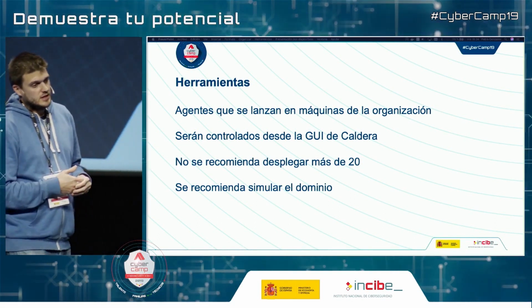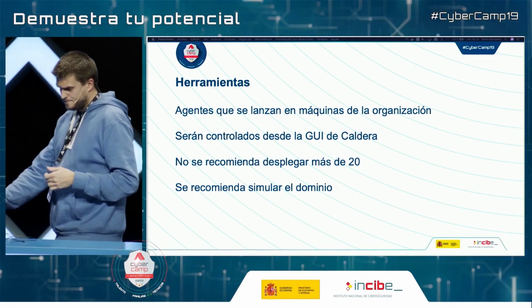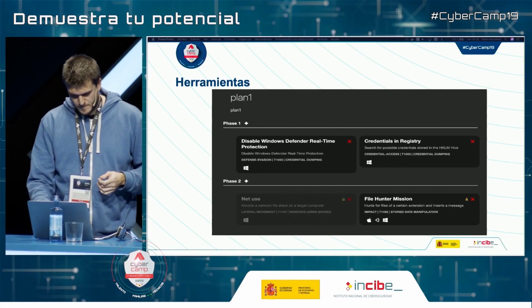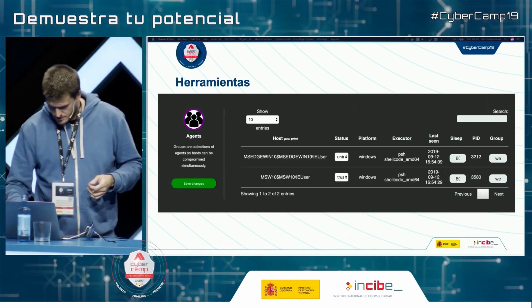We have to have a controlled area of around 20. It's important to have it under control, and we'll have a look at an image here related to Caldera.